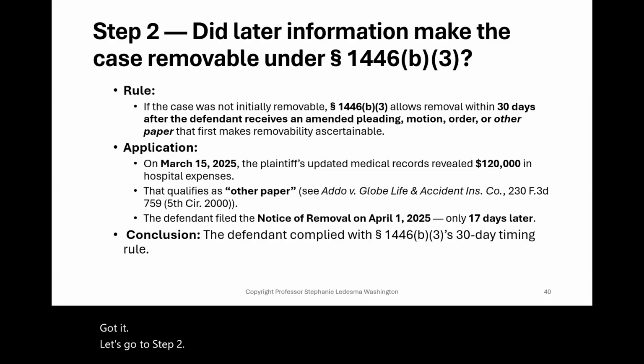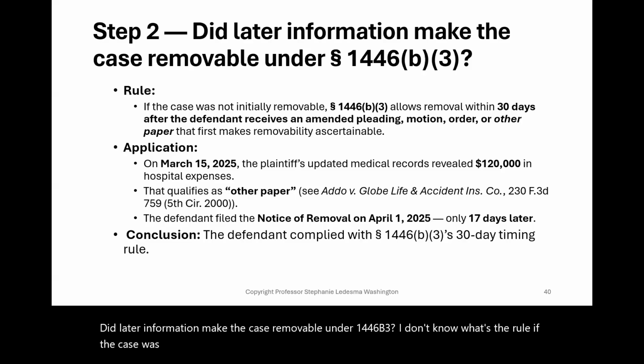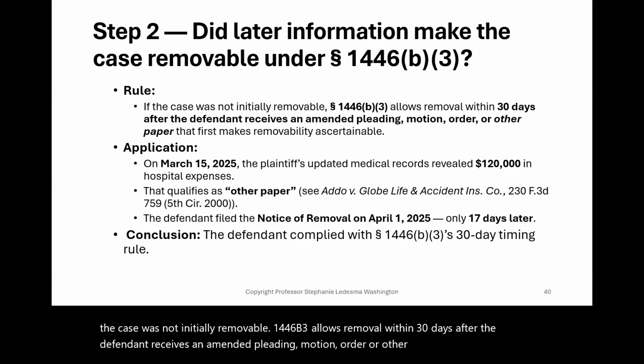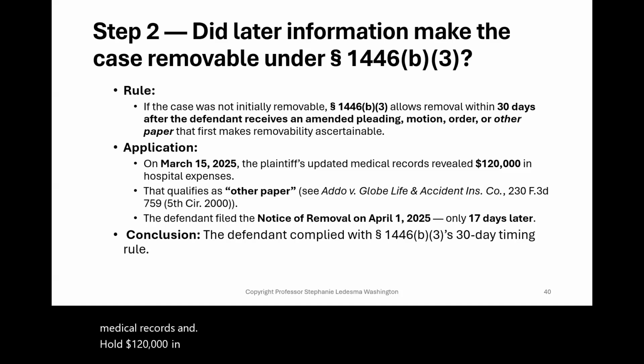Did later information make the case removable under 1446(b)(3)? I don't know. What's the rule? If the case was not initially removable, 1446(b)(3) allows removal within 30 days after the defendant receives an amended pleading, motion, order, or other paper that first makes removability ascertainable, right? Let's apply that. On March 15th, the plaintiff updated medical records and revealed $120,000 in hospital expenses. That qualifies as other paper, right?